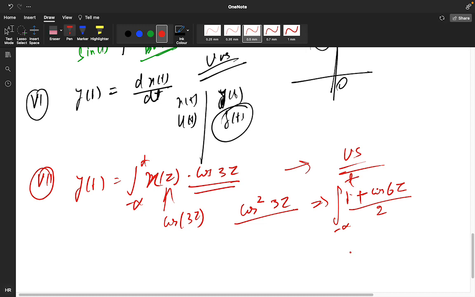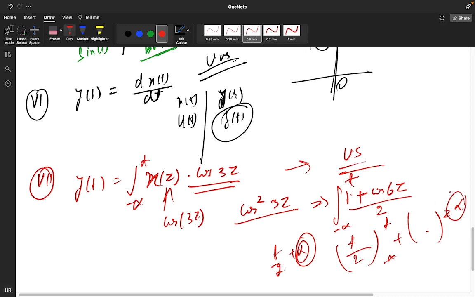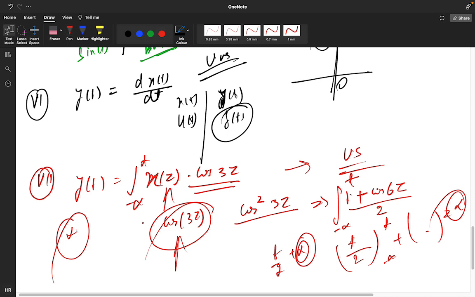So this will give you t by 2 minus the value at minus infinity, so it will give you t by 2 plus infinity. Infinity is coming, so overall it will be infinite. So when the input is cos 3t, the output you will get is infinite. This single input makes the system unstable. I told you the concept, just try by yourself. So this was the story of stability and instability.